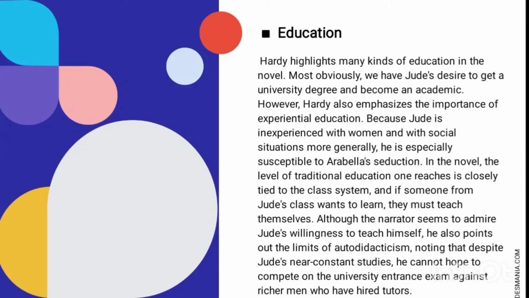In the novel, the level of traditional education one reaches is closely tied to the class system. And if someone from Jude's class wants to learn, they must teach themselves. Although the narrator seems to admire Jude's willingness to teach himself, he also points out the limits of autodidacticism, noting that despite Jude's near constant studies, he cannot hope to compete on the university entrance exam against richer men who have hired tutors.